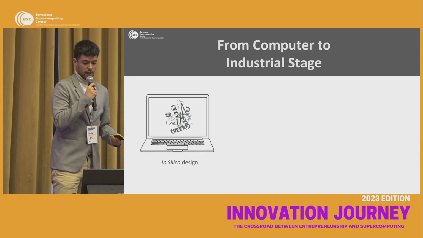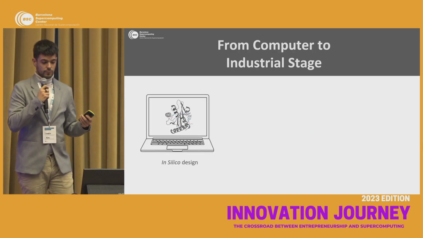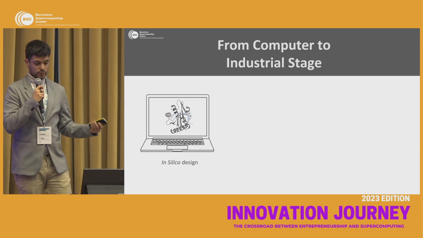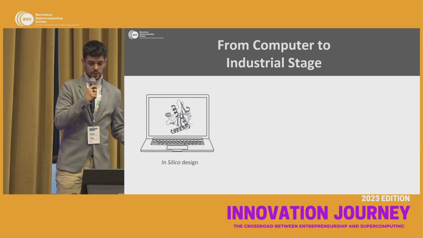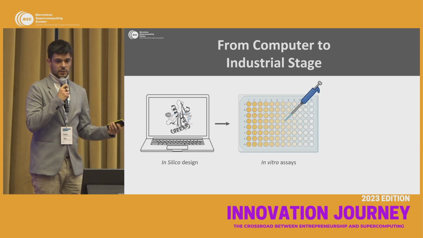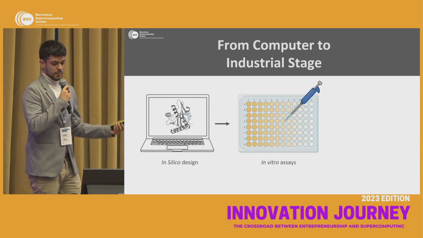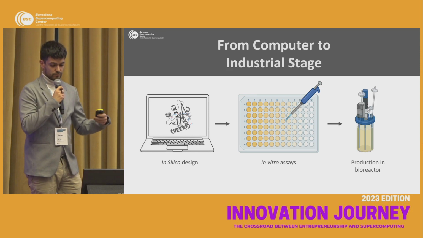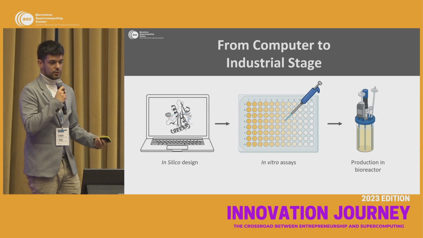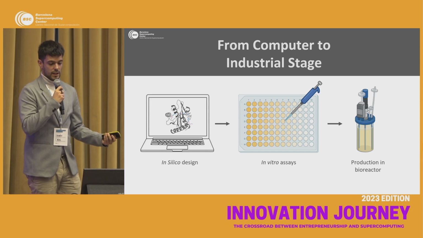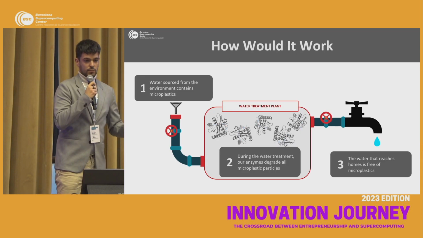So once we have our computationally designed enzymes, what we do is select the best ones so we can test them experimentally in the lab. And the best one is then selected to be produced in a bioreactor so we can produce it on a large scale. So the idea would work as follows.